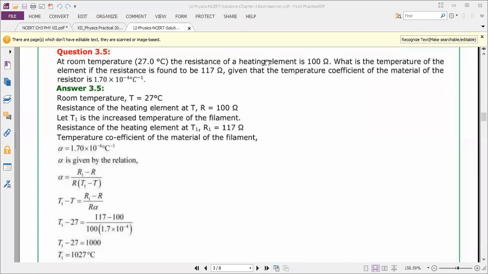Related to this, one problem is there. Now we'll discuss the problem. Take your NCERT textbook. Problem number 5. First you can try. Just write all the given values.